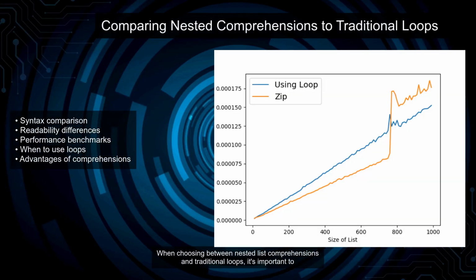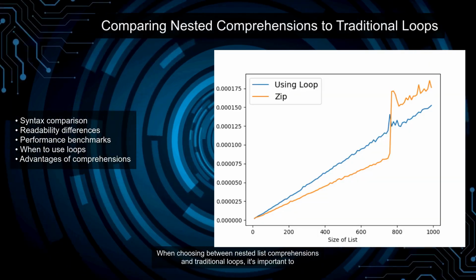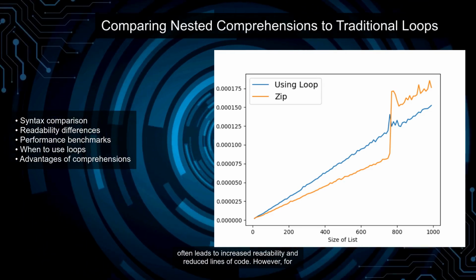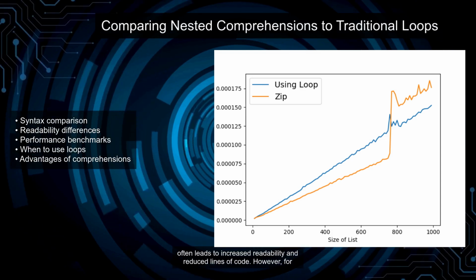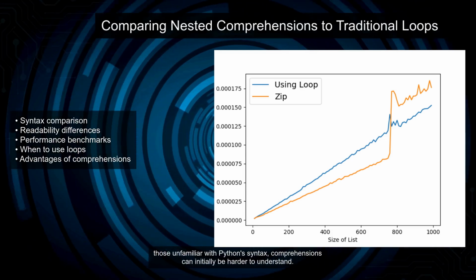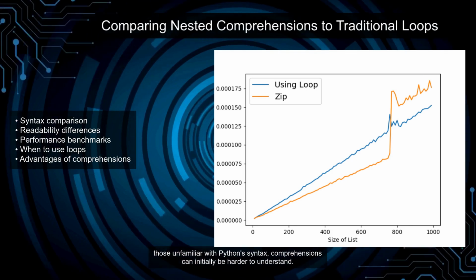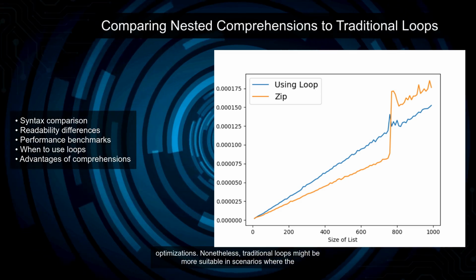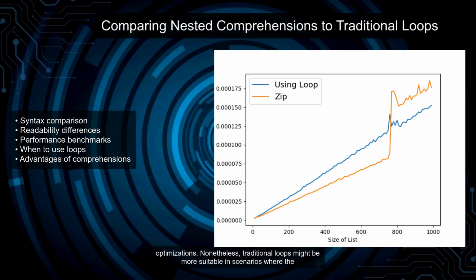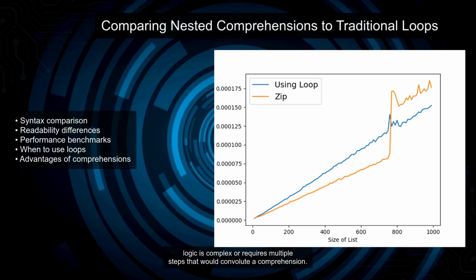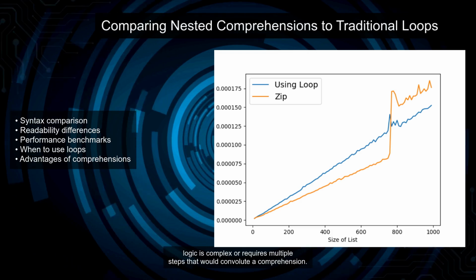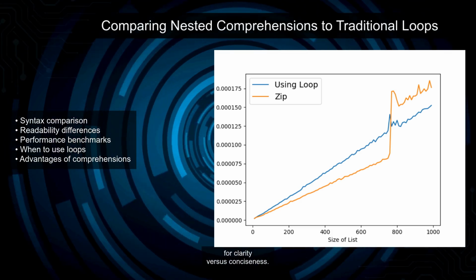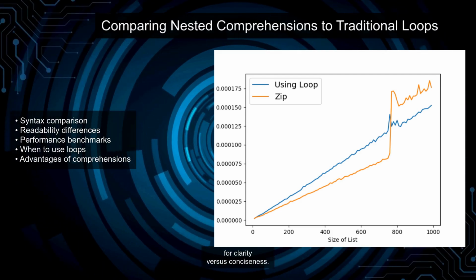When choosing between nested list comprehensions and traditional loops, it's important to weigh the pros and cons. Comprehensions offer a more concise syntax, which often leads to increased readability and reduced lines of code. However, for those unfamiliar with Python's syntax, comprehensions can initially be harder to understand. From a performance standpoint, comprehensions are generally faster due to Python's internal optimizations. Nonetheless, traditional loops might be more suitable in scenarios where the logic is complex or requires multiple steps that would convolute a comprehension. Ultimately, the decision depends on the specific use case and the need for clarity versus conciseness.